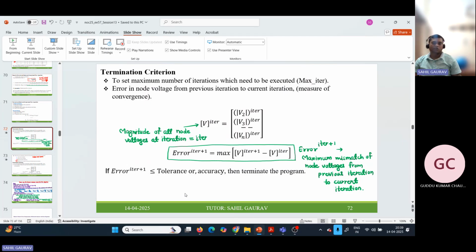Means you are updating the voltage at nodes in each iteration, and after that you see that you got some voltage, like 0.98, and in the next iteration you will get 0.988, and your tolerance is 0.01. So it is within the tolerance, so you have terminated the program because you got the final result, right? Yes.